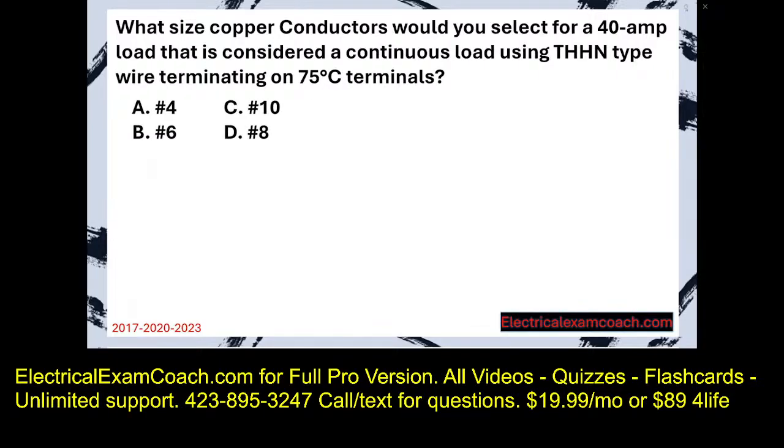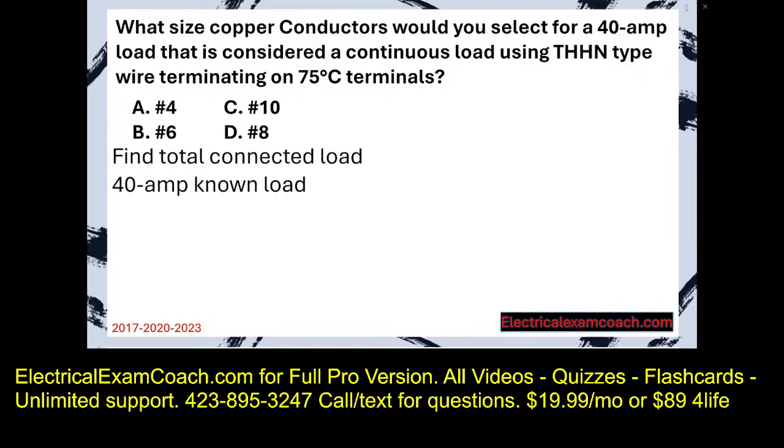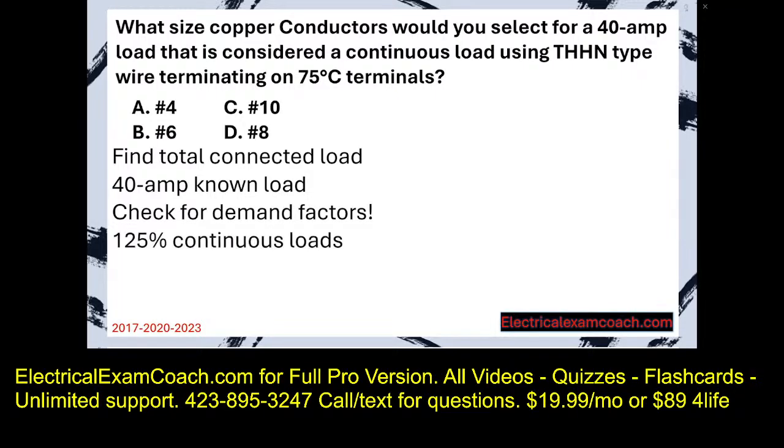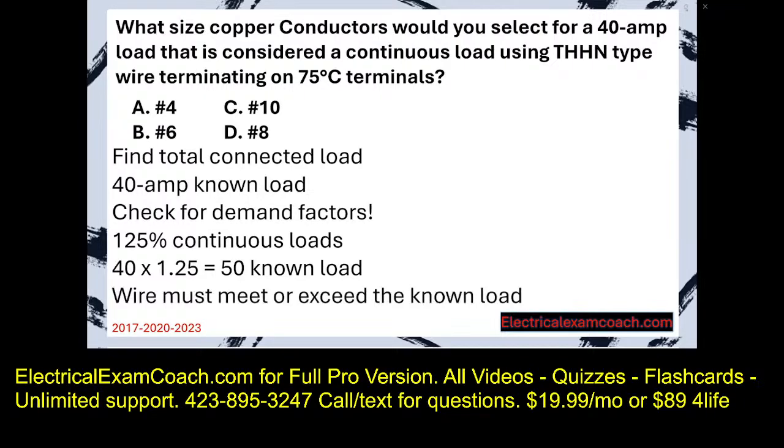What size copper conductors would you select for a 40 amp load that's considered a continuous load, using THHN type wire terminating on 75° C terminals? Step 1, find the total connected load. In this case, our starting known load is 40 amps. Well, we have to check for demand factors, but they've already let us know that it's going to be considered a continuous load. We take our original known load, multiply it by 1.25, and that gives us a new known load of 50 amps.